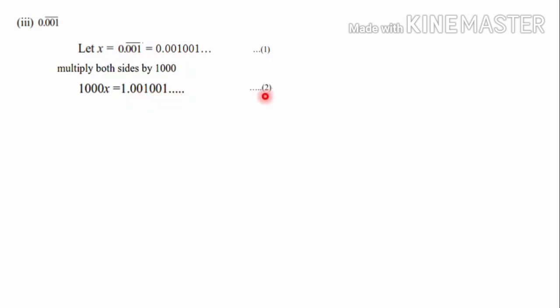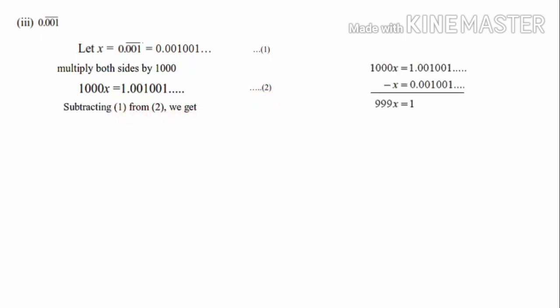Let's take it as equation number 2. As before, subtract 1 from 2. Go for rough calculation. Second equation is 1000x is equal to 1.001001, etc. First equation is x is equal to 0.001001, etc. The minus sign represents the subtraction symbol. 1000x minus 1x. 1000 minus 1 is 999x equal to, here on the right side after the decimal all digits are same, 001, 001, so when you subtract, all these digits will become 0.